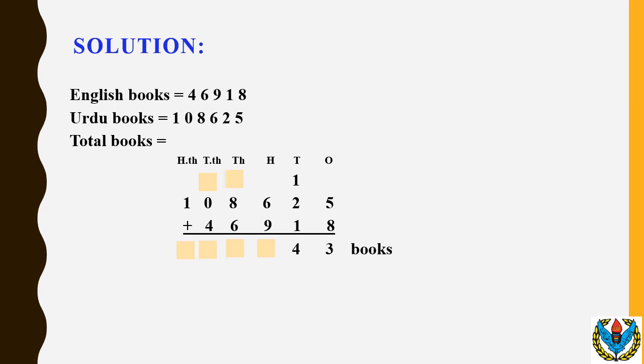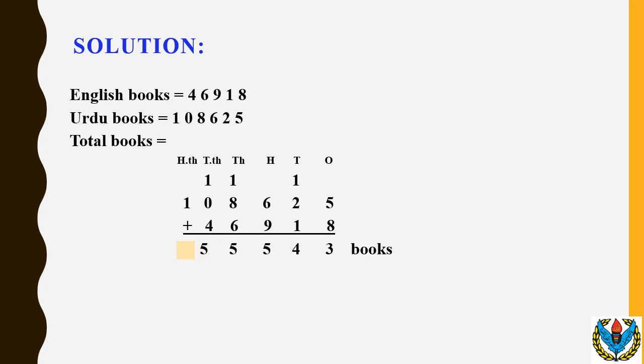Then in the hundreds column, 6 plus 9 is equal to 15. We will write 5 of 15 in the hundreds column, and 1 will be given as carry to the thousands. Then in the thousands column, 1 plus 8 plus 6 is equal to 15. Here we will also write 5 in the thousands column, and 1 of 15 will be given as carry to the 10,000s column. Now in the 10,000s column, 1 plus 0 plus 4 is equal to 5.